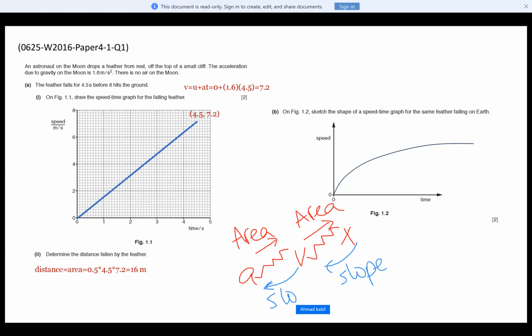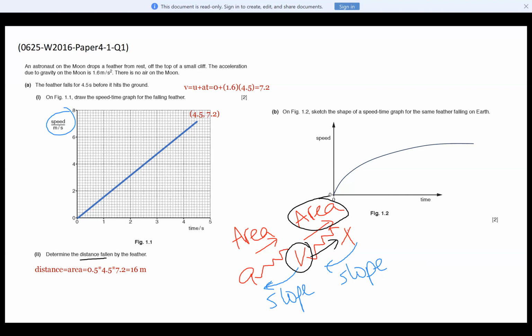So for example, in this question here, the graph is a speed time graph. So the speed time graph tells us that we are starting at V. And we are required to get the distance fallen by the feather. So to get the distance, we want to go to X. So X lives on an upper floor. So you have to memorize that A is the bottom floor, followed by V, followed by X. So to go from V to X, we're moving one floor up. So therefore, we have to get the area under the graph.